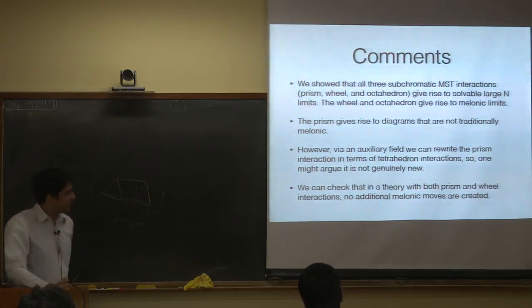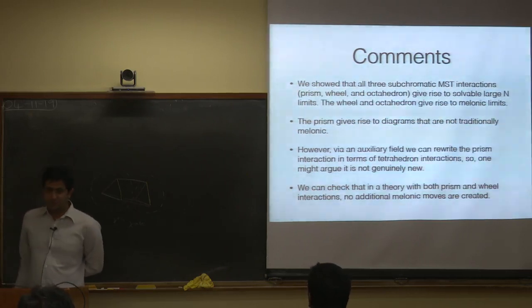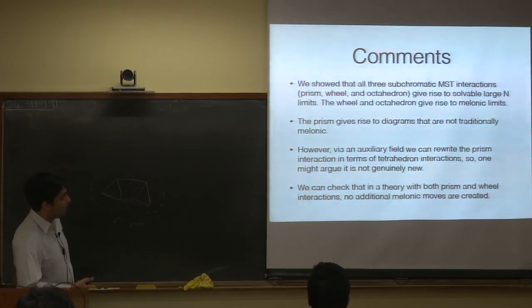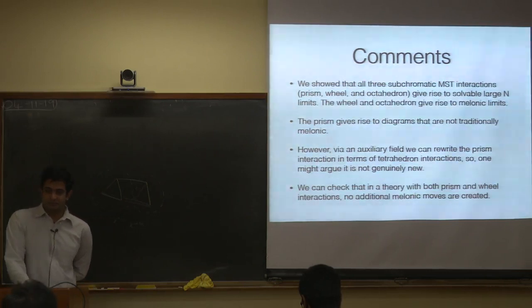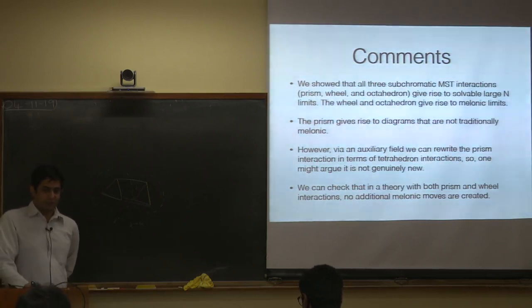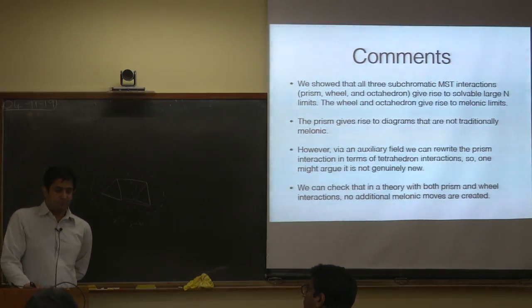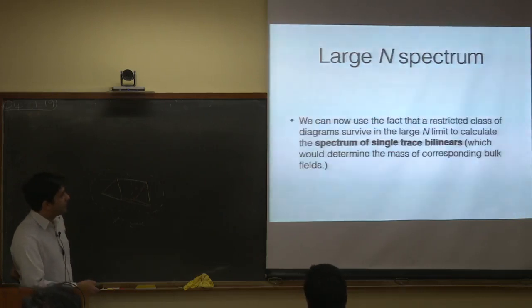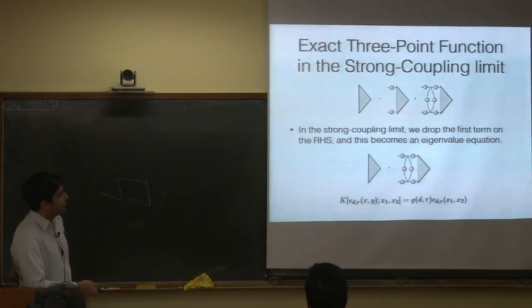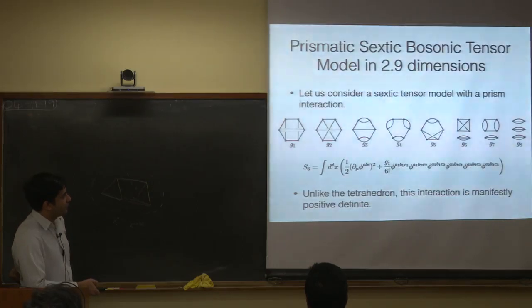So it's maybe not a genuinely new large N limit, but from the point of view of sextic theories, it's a different set of diagrams that contribute. So melonic dominance of the prism you could have shown just from the tetrahedron and then expanding one of the vertices. Let me skip this, the spectrum of the 4-point function, and go straight to this guy.